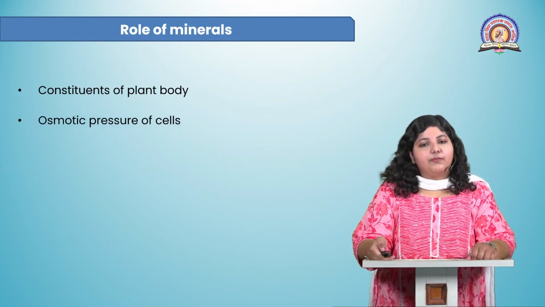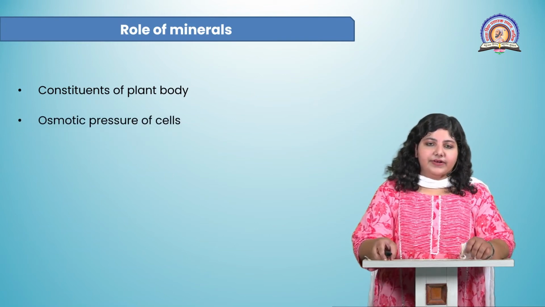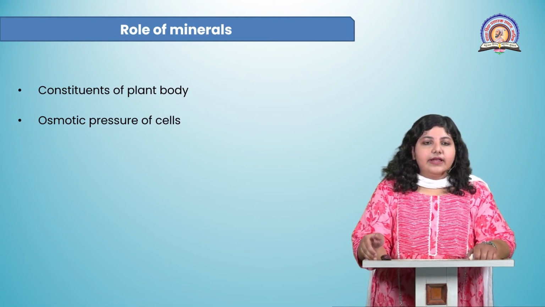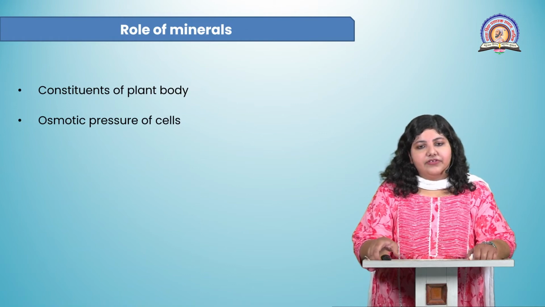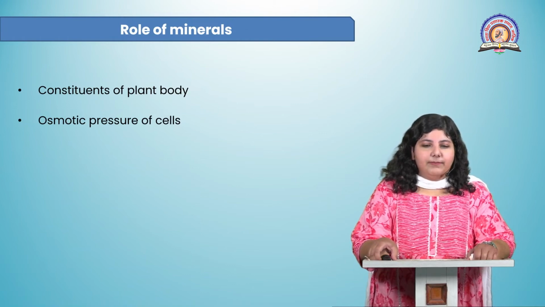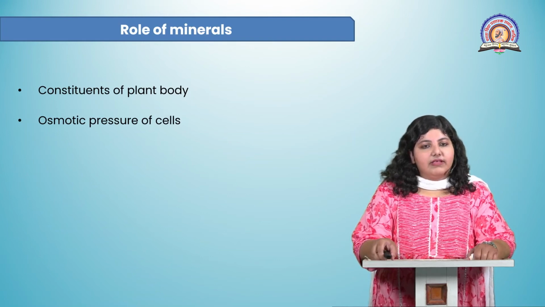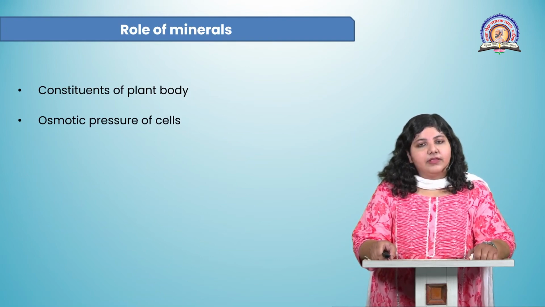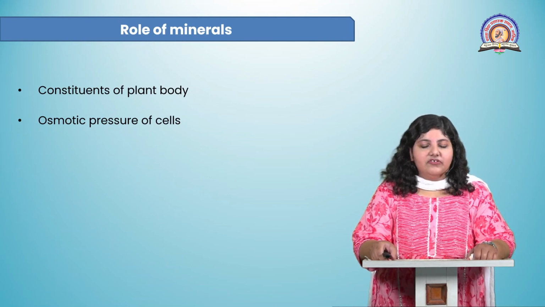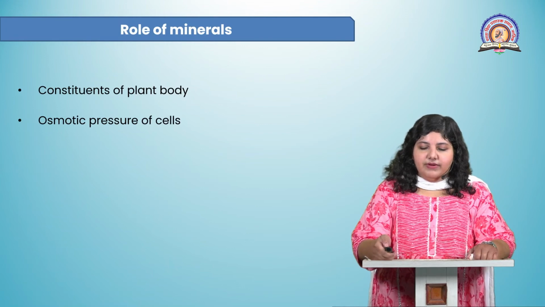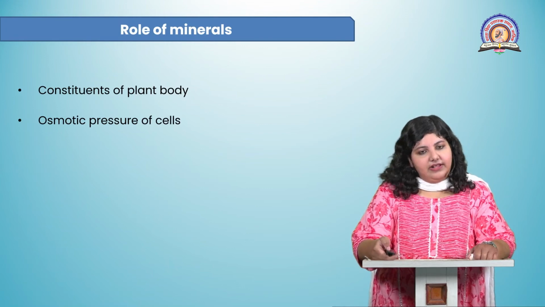Second role is osmotic pressure of cells. Now different minerals, when they are absorbed by the plants from the soil, can influence the osmotic potential of cell sap, and that osmotic potential is important for different processes of plants. For example, the element potassium, when present in cell, increases the osmotic potential of cell sap, and it has a major role in opening and closing of stomata. So that is the second role of minerals, that is osmotic pressure of cells.